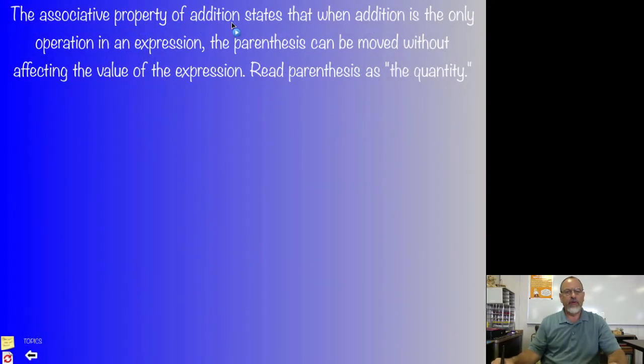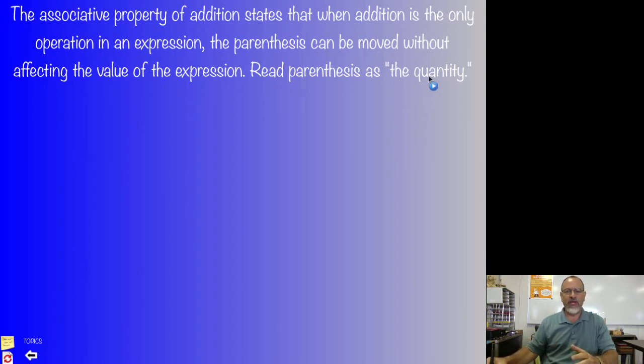The associative property of addition states that when addition is the only operation in an expression, or really if addition is in the expression, the parentheses can be moved without affecting the value of the expression. So we can move the parentheses around. Associate, associative, kind of the same word. Who we associate with, you can associate with these people, these people. So really the associative property is kind of like grouping the numbers together with different groups. And we use the grouping symbols, the parentheses, in order to do that.